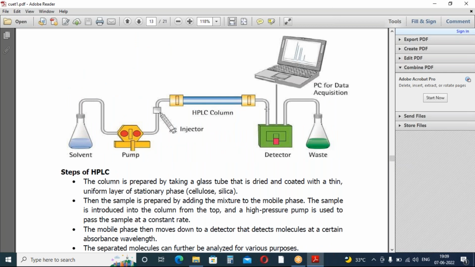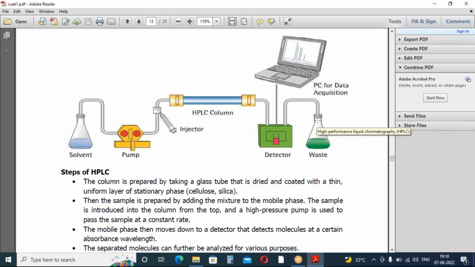You can observe the picture here. We are drawing the solvent into the pump, and it is introduced with the help of high pressure, which causes the separation of the components present in the mixture. The separated components are detected by using a special device called a detector.